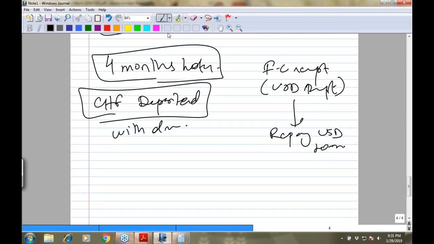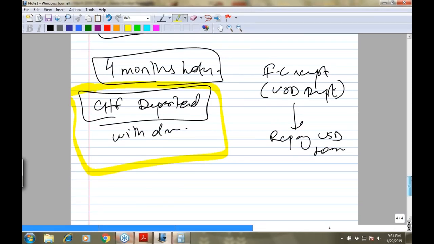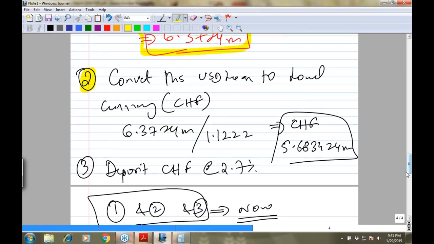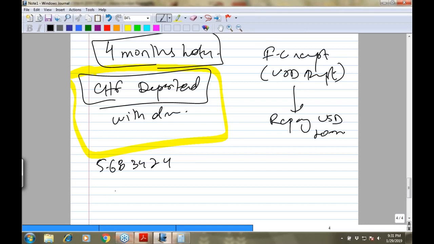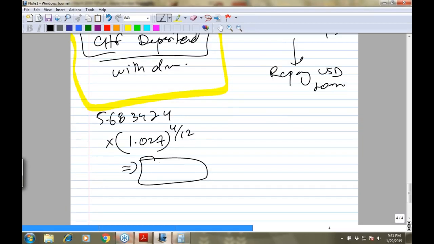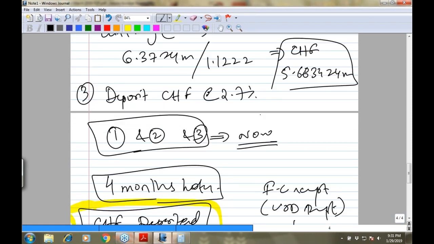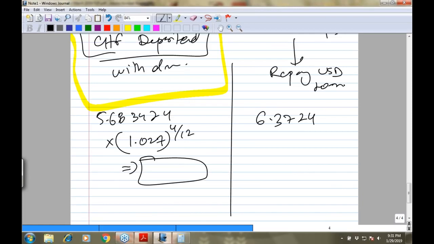What is actually going to happen is we have deposited the CHF. How much is the CHF that we have deposited? 5.683424. This is being invested at a rate of 1.027 to the power 4 upon 12. Resultingly, the amount that we are going to get is going to be this amount. And the loan that we are going to repay: we borrowed a loan of 6.3724. The interest of 3.7 is going to arise on it for a period of 4 upon 12. So this is going to become 6.45.